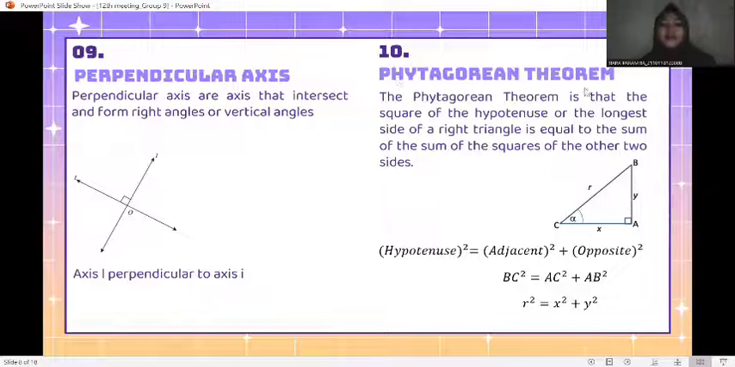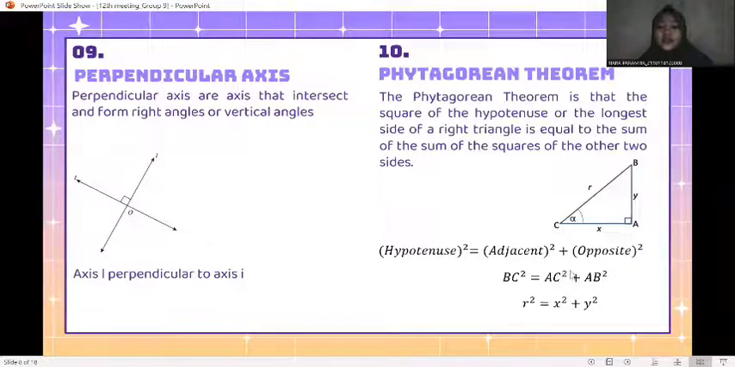For an example of the Pythagorean theorem, from the picture here, triangle ABC, alpha is here, the opposite side is Y, the hypotenuse is R, and the adjacent side is X. The Pythagorean theorem is hypotenuse squared equals adjacent side squared plus opposite side squared. So the hypotenuse is BC, or R. BC squared, or R squared, equals the adjacent side squared. The adjacent side X is AC.